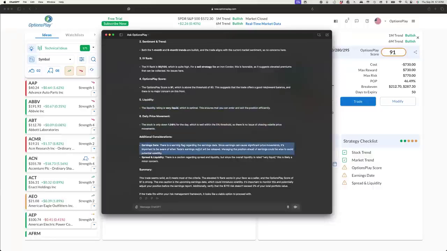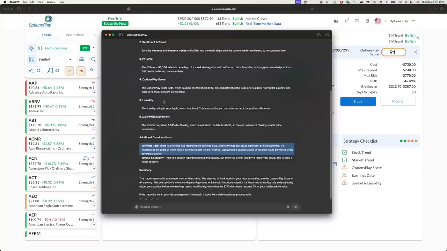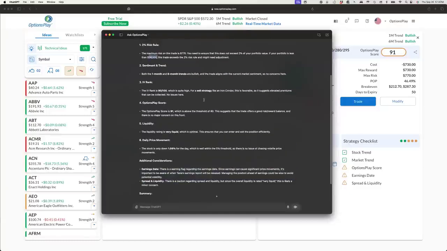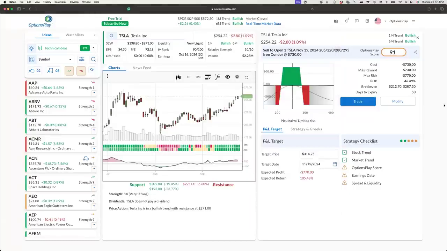And I'll tell you that there is an earnings between now and expiration. So those are some of the things to be aware of in terms of the trade. So overall, this looks like a pretty good trade. It certainly meets most of the criteria, provided that you have at least $38,000 in your trading account. Okay. So, trying to make this as easy as possible for you to make these trading decisions.